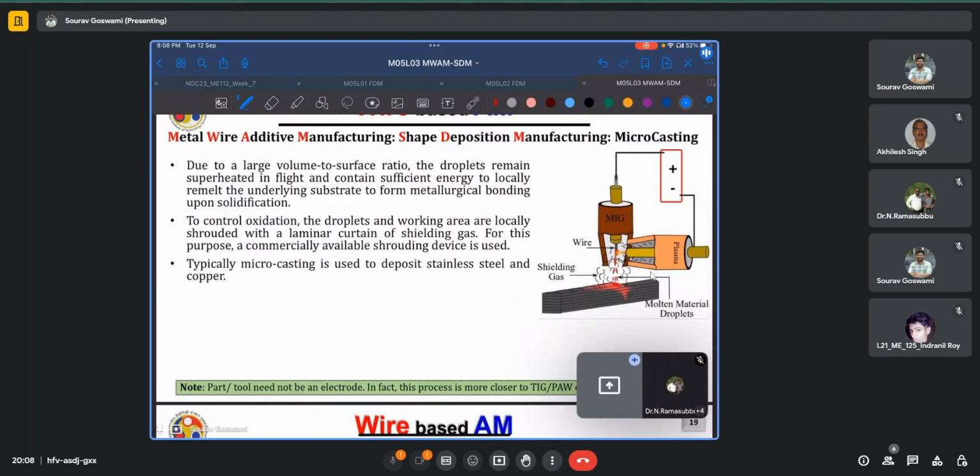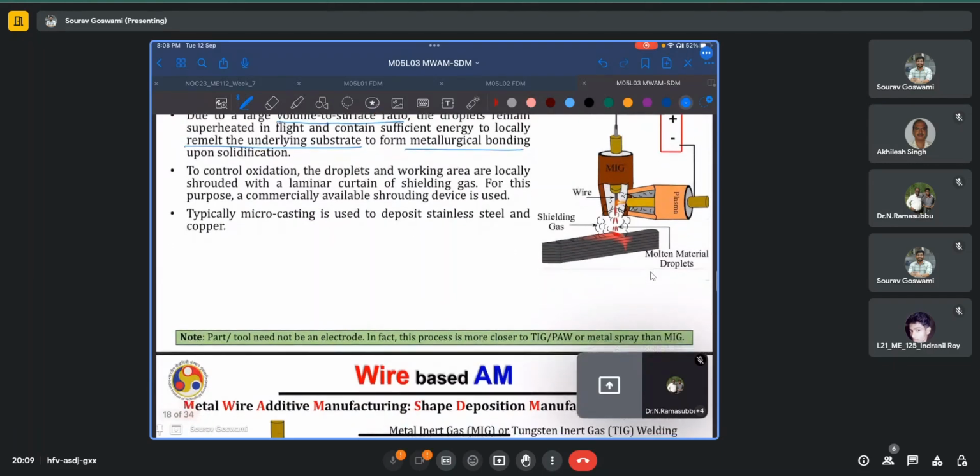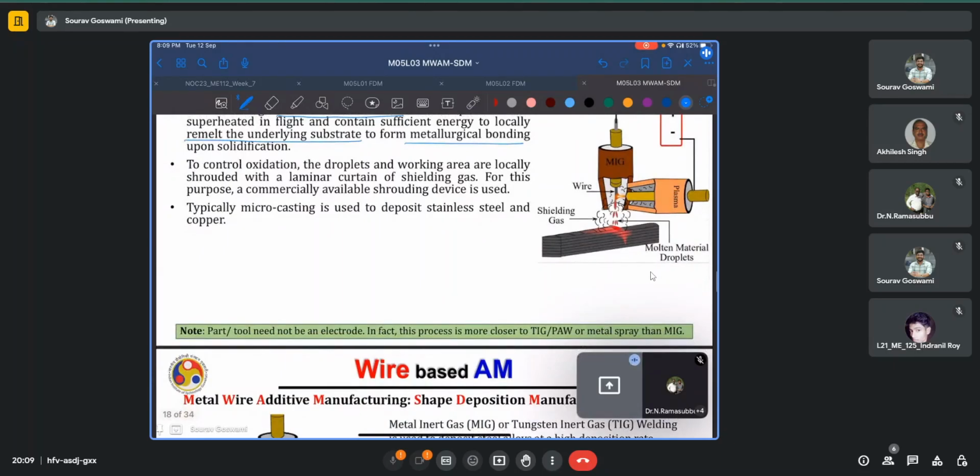Again, because of the large volume to surface ratio, the droplets will remain superheated in flight and contain sufficient energy to locally remelt the underlying substrate. This is important to form good metallurgical bonding and to control the oxidation. Often, some inert gas is purged here, also called shielding gas. And microcasting is typically used for depositing stainless steel and copper-like materials.